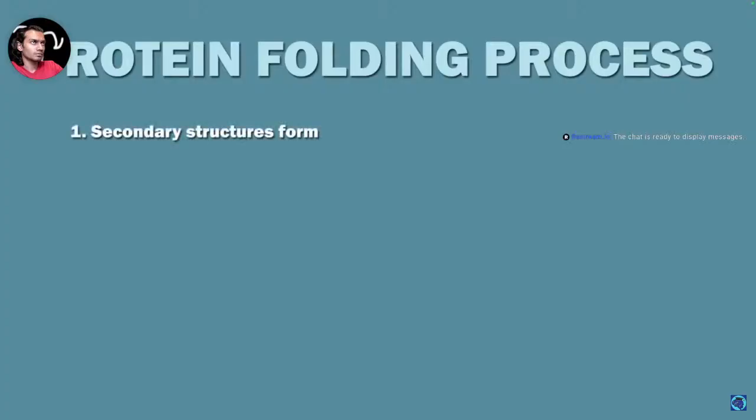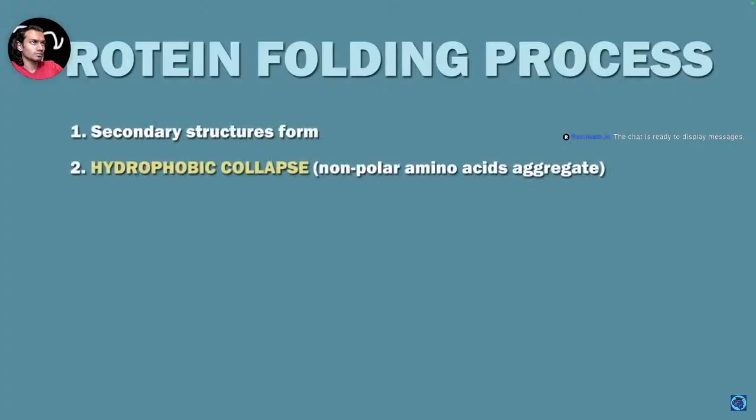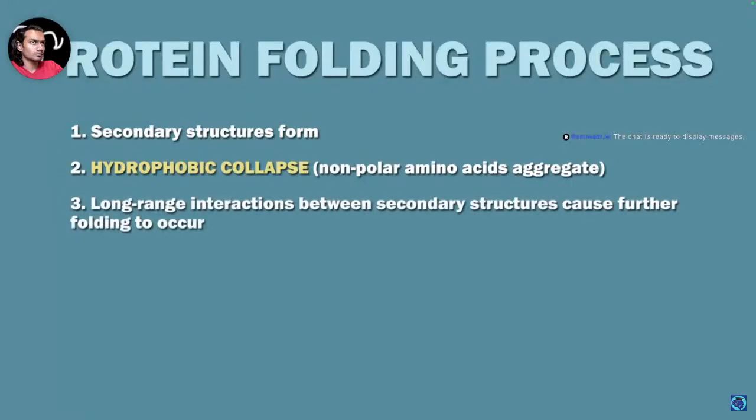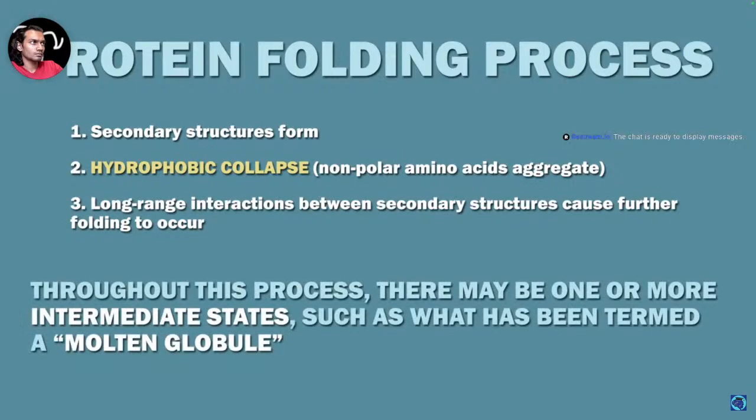It is thought that protein folding happens roughly along the following lines. Secondary structures form first. Hydrophobic collapse, during which nonpolar amino acids aggregate, happens next. Long-range interactions between secondary structures cause further folding to occur. Throughout this process, there may be 1 or more intermediate states, such as what has been termed a molten globule.